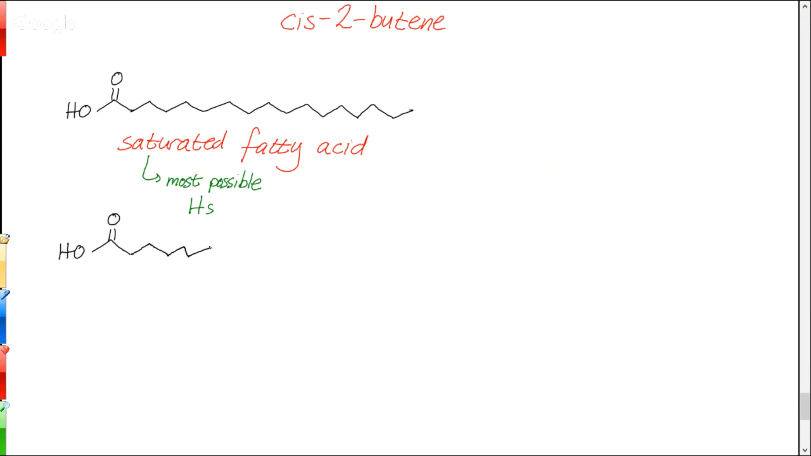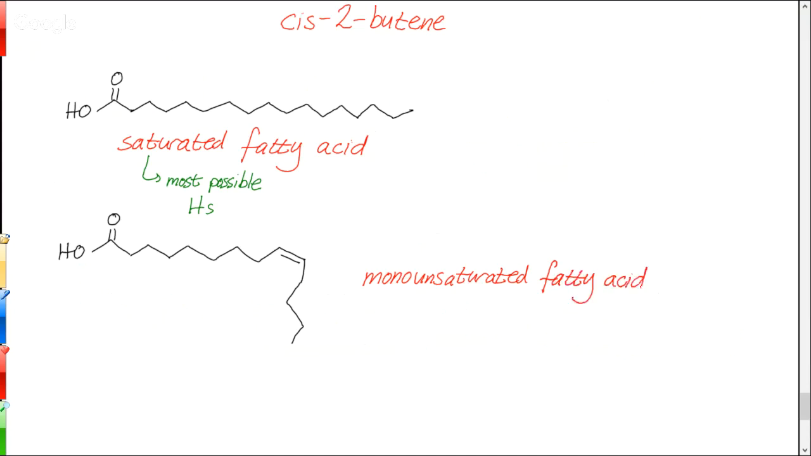So what happens in these things is they get these double bonds. And this would be called a monounsaturated fatty acid, because there's one place that it's unsaturated, the double bond. And then we also have polyunsaturated fatty acids, which have multiple double bonds around. But most of the double bonds in nature are cis double bonds.